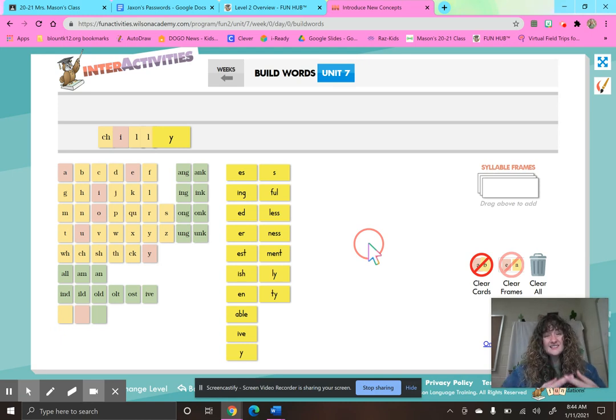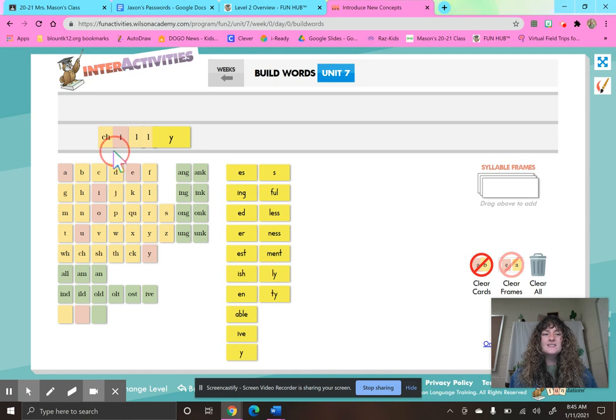So chilly describes something. So I can feel chilly. It was a chilly day. Chilly describes the day. So chill is our base word. And what is our suffix? That Y. It describes how something is, how something looks, how something feels like. I can feel chilly, right? Chilly is another word for cold.